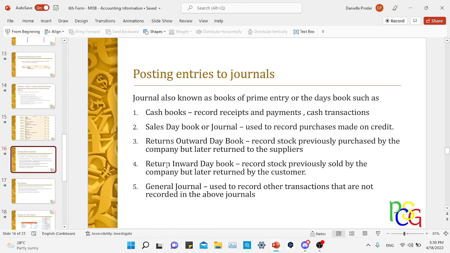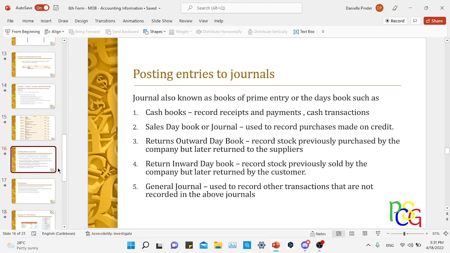And so now we have return inwards, which are any goods that have been sold by the company but have been returned by the customer, right? So to your remembrance, is there any return inwards? No, there wasn't any. Okay, all right, good.